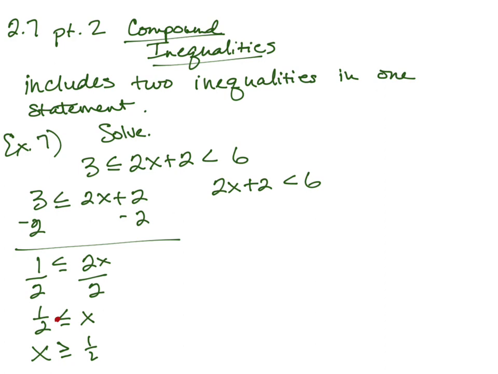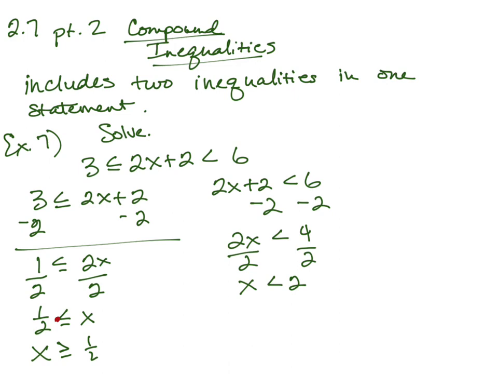Now let's do the other one. What would you do first, Britton? Subtract 2. See, it's not hard. Next. Divide by 2. Thank you, Wyatt. Next. You ain't gotta switch anything. Why do you not have to switch it? Because it's already equal to. I've got x on one side, and I didn't divide by a negative.